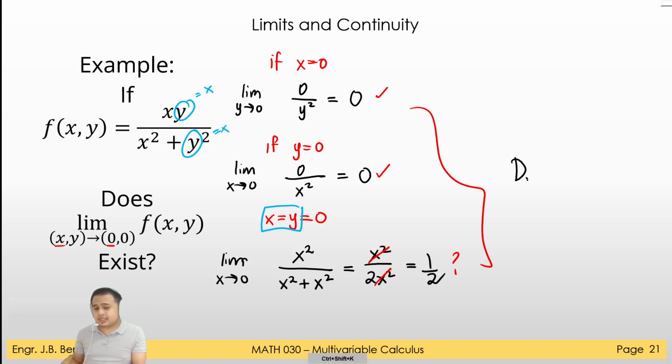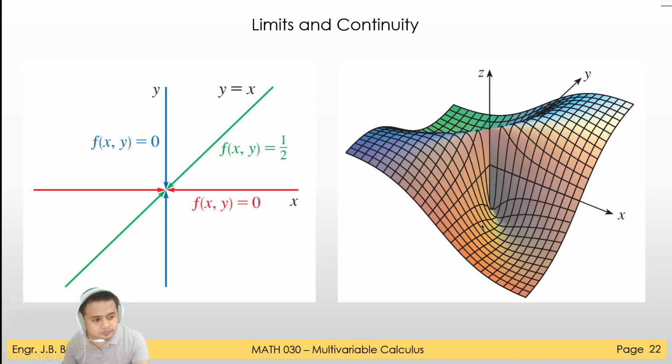So we can say that the limit does not exist again. So as you can see, it is easier to prove that a limit of a function of several variables does not exist than to prove that it exists. Okay? So just one disagreement will lead to a does not exist limit.